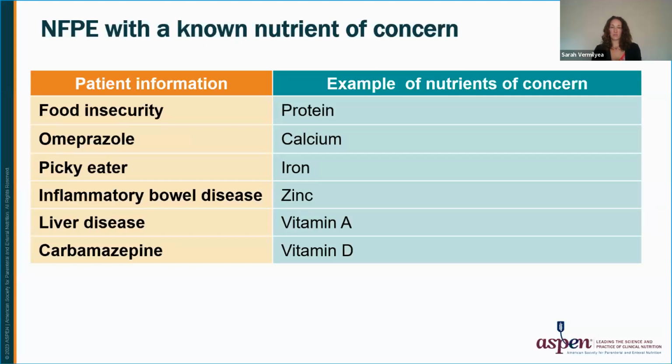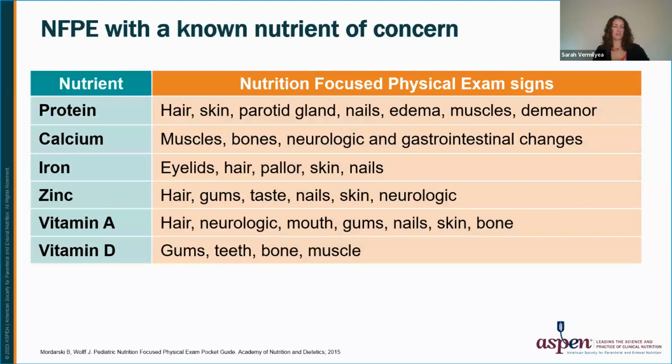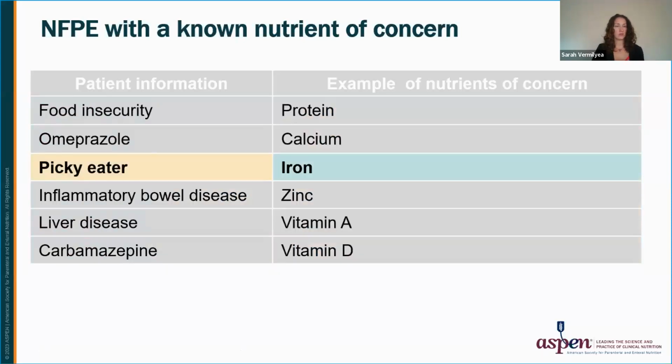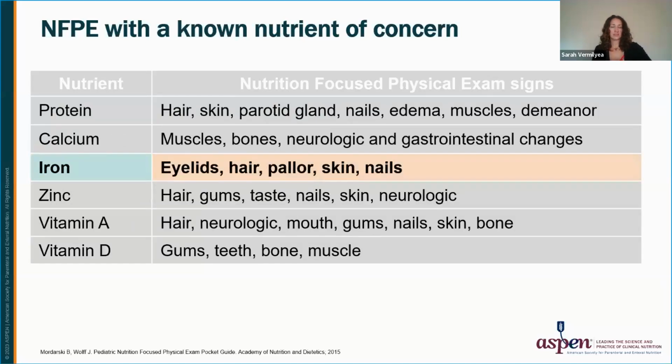So if you take this turquoise column, and then we're going to flip it over here, so turquoise column of the nutrients of concern, then you can go and look at your reference on what NFPE signs we might be looking for. So say we have that picky eater, and we don't know where their iron is coming from. Before I see that patient, or maybe after I've come out of the room and I'm just thinking through where the iron is coming from, I'm going to look and say, okay, eyelids, hair, pallor, skin, nails. Did I do that? Do I need to go back into the room and maybe grab those eyelids?